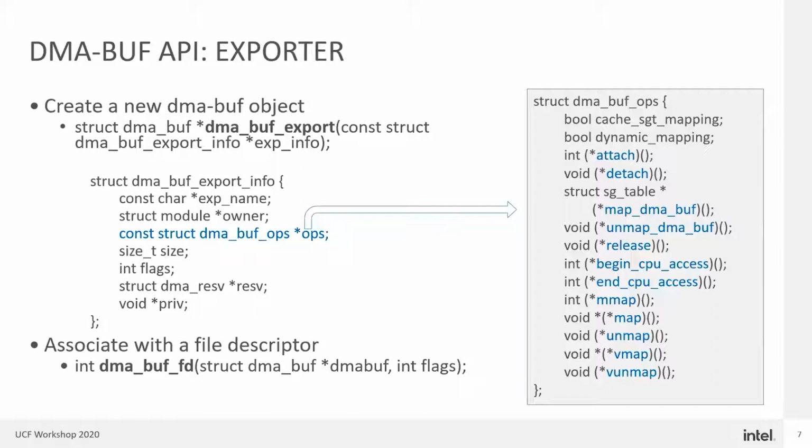Only a few functions are mandatory, actually related to the DMA operations. There are some other functions like mmap and CPU access. Those are for CPU access, so not very related to the DMA operation we discussed here. The second function for the exporter side is DMA buff FD. That's to associate the buff with the file descriptor.